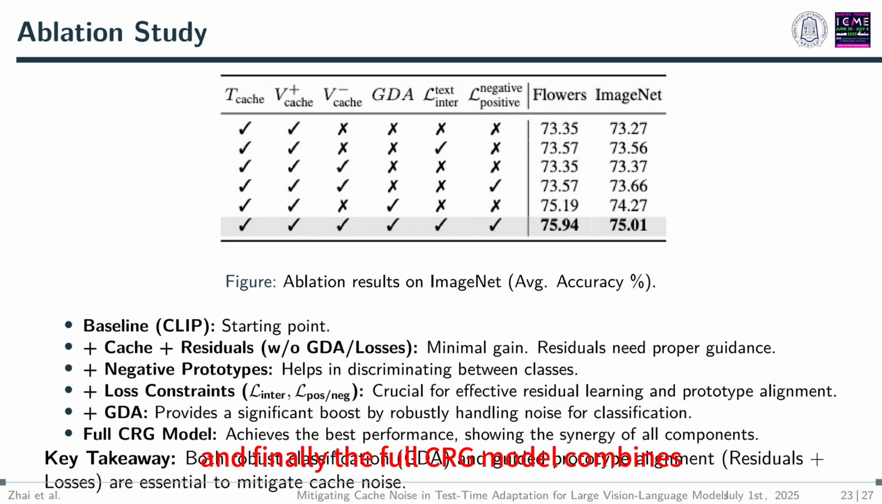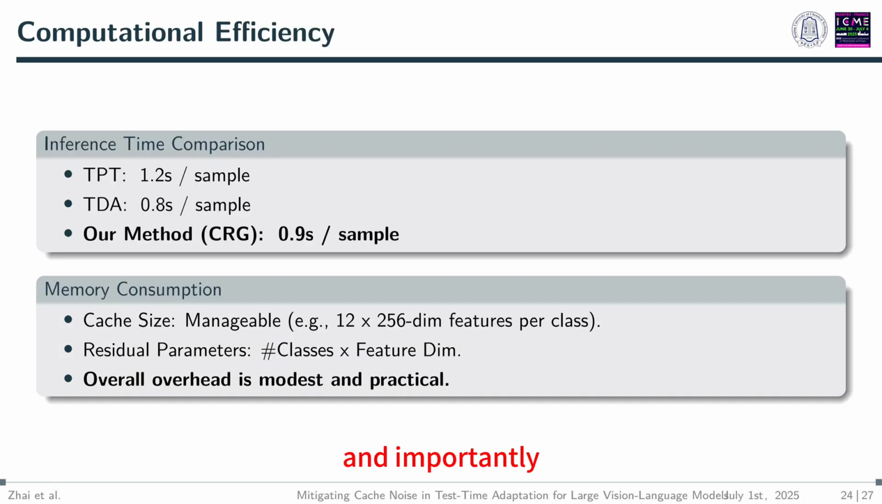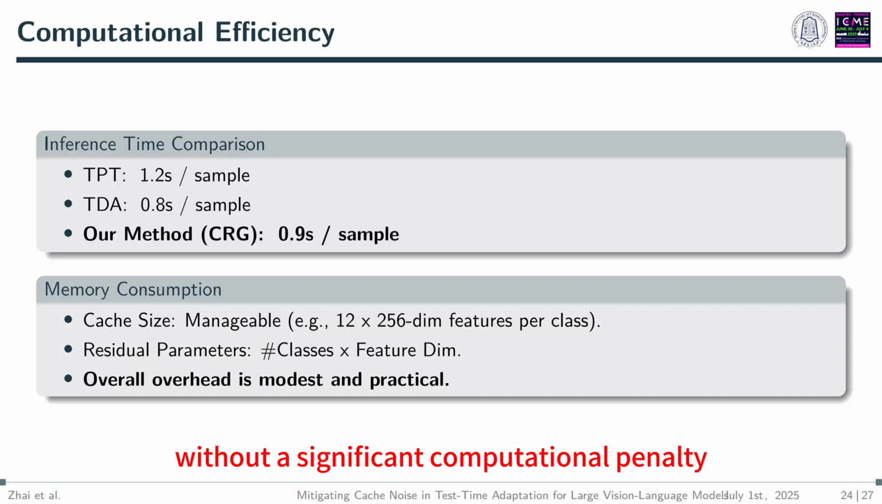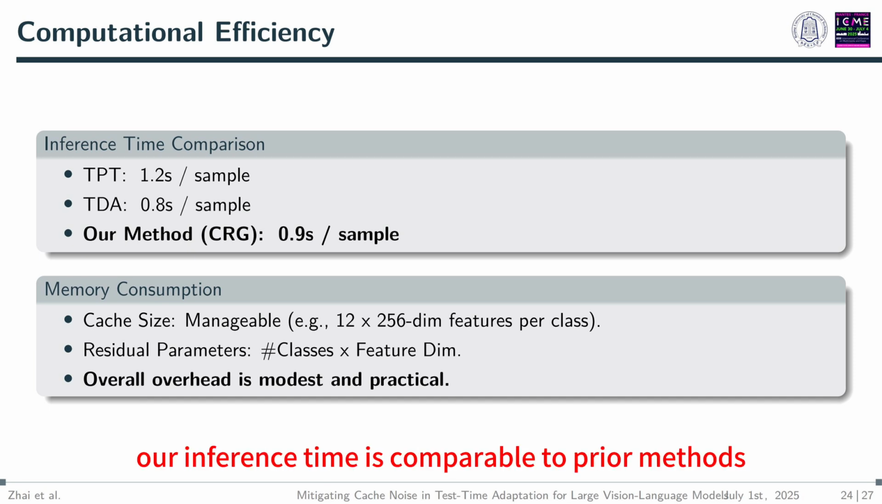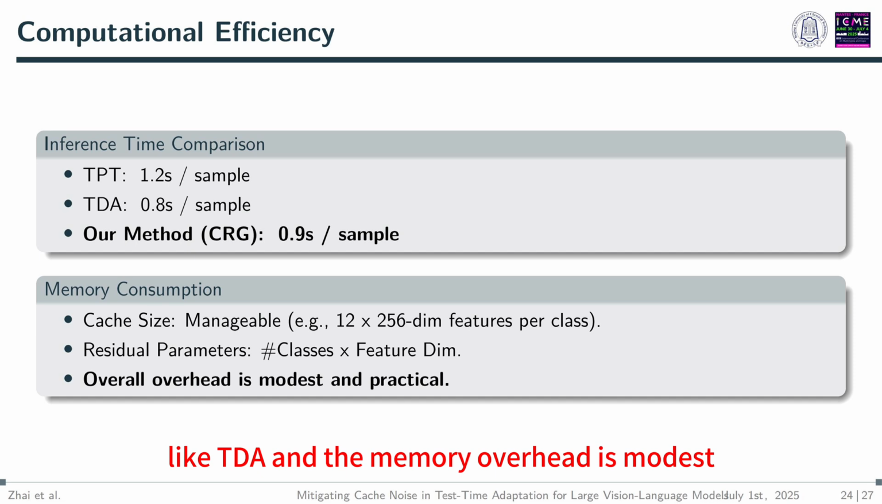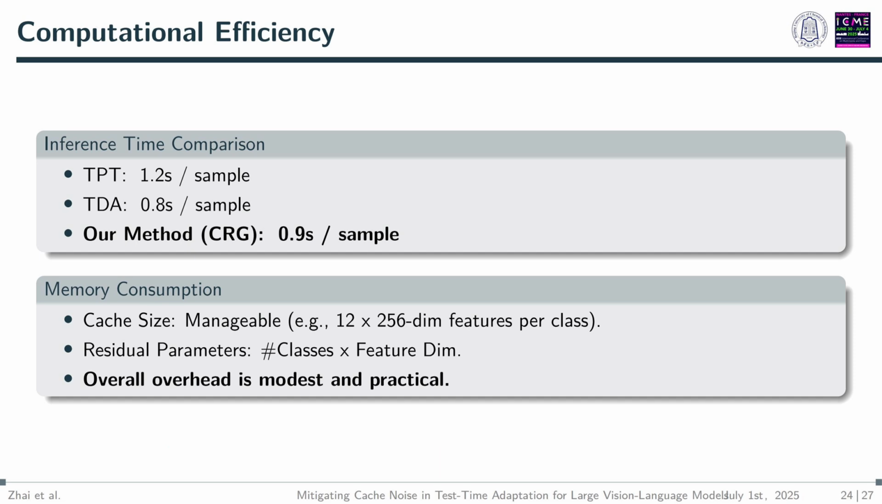And finally, the full CRG model combines all these components to achieve the best performance. The key takeaway is clear. Both guided prototype alignment and robust, distribution-aware classification are essential. And importantly, we achieve this without a significant computational penalty. Our inference time is comparable to prior methods like TDA, and the memory overhead is modest and practical for real-world use.